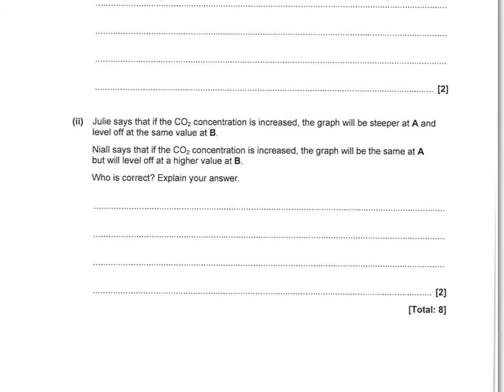So Niall is correct, but that doesn't get you a mark. The marks are for saying that at A, carbon dioxide is not the limiting factor, so an increase will not cause any change. And then at B, carbon dioxide is the limiting factor, so an increase in carbon dioxide will cause the rate to continue to increase. So that's exactly what Niall says.